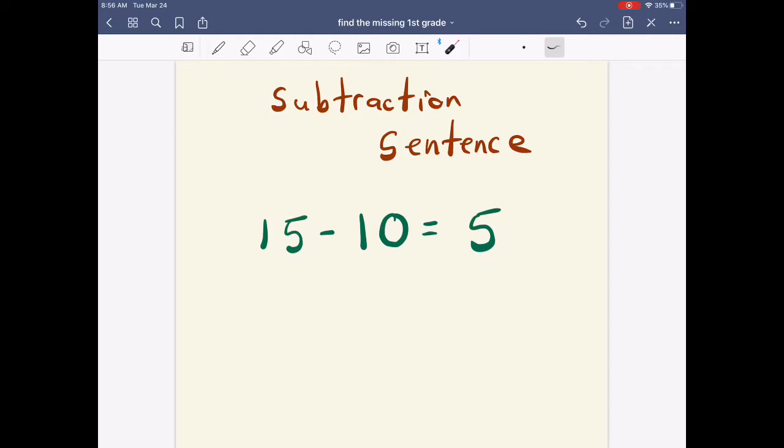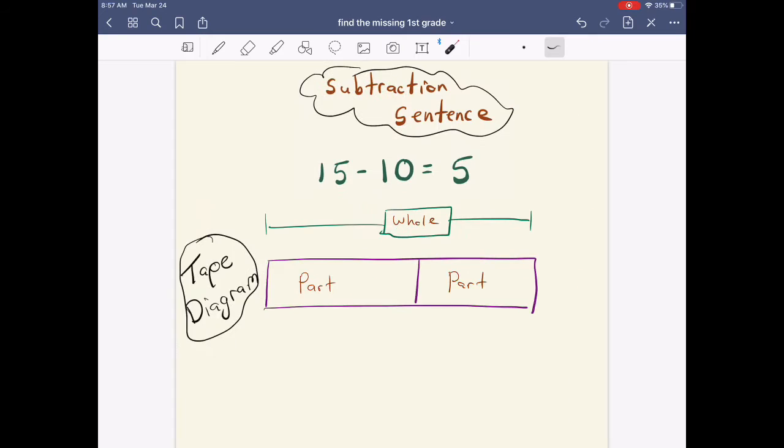It definitely has to have a subtraction sign, because that's why it's called a subtraction sentence. And it will also have an equal sign. Now, today, all the subtraction sentences you will see will have two numbers subtracting from each other. You could have 3 or 4, but today all of them will just have 2. Okay? So, before we get into that, I want to show you guys a thing called a tape diagram.